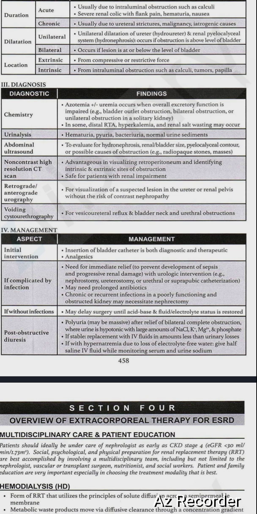Post-obstructive diuresis. Polyuria may be massive after the relief of bilateral complete obstruction, where the urine is hypotonic with a large amount of NaCl, potassium, magnesium and phosphate. If stable, replace with IV fluid in amounts matching the urinary losses. If there is hypernatremia due to the loss of electrolyte-free water, give half saline IV fluid while monitoring the serum and urine sodium.